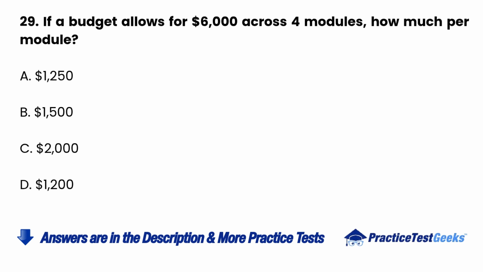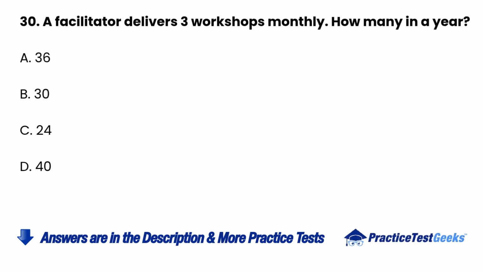A. $1,250. B. $1,500. C. $2,000. D. $1,200. 30. A facilitator delivers 3 workshops monthly. How many in a year? A. 36. B. 30. C. 24.